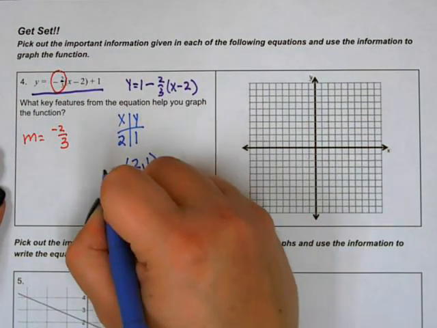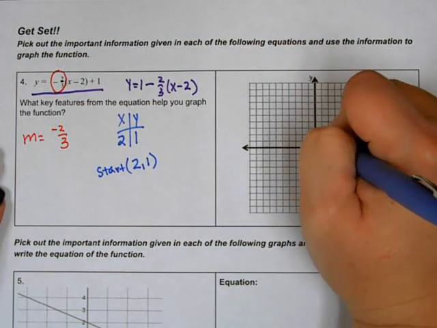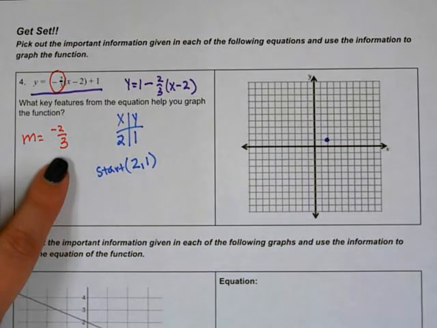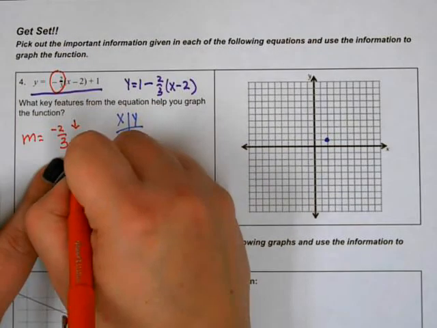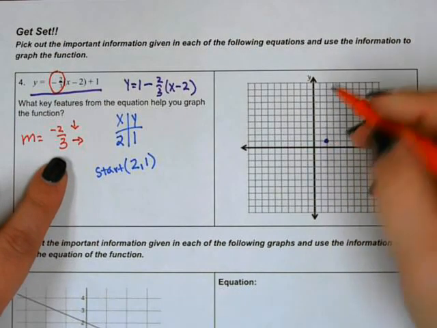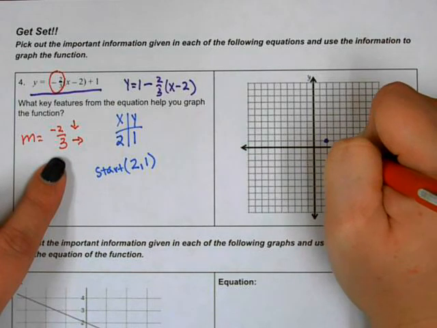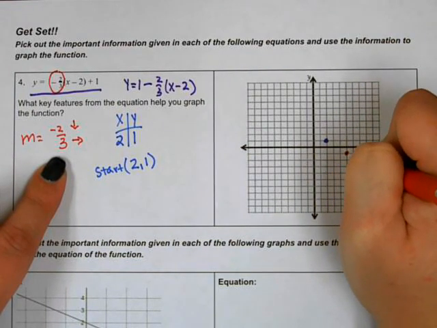So that means we're going to start at the point 2, 1. So 2, 1 is right here. And we're going to use a slope of negative 2 over 3. If it's a negative slope, that means I'm moving down and to the right. So from my starting point, I'm going to move down 2 and to the right 3. And then down 2 and to the right 3.